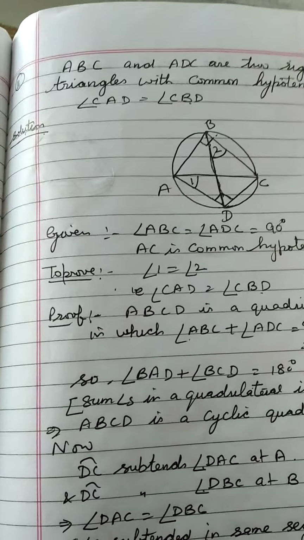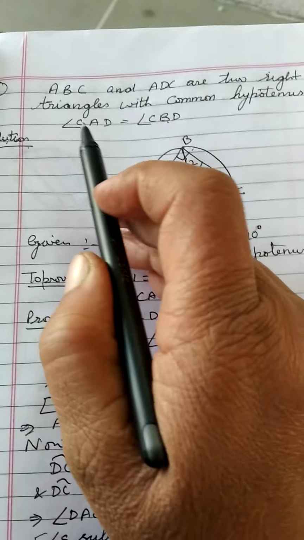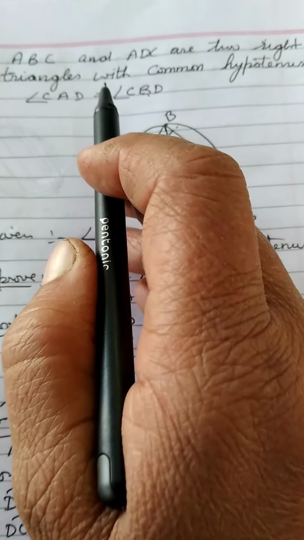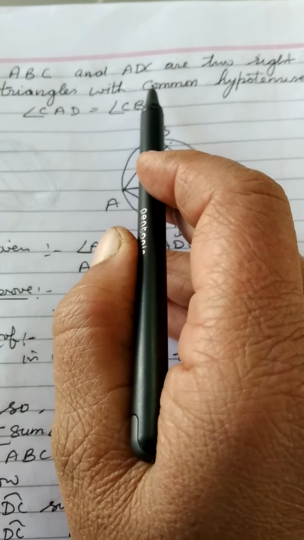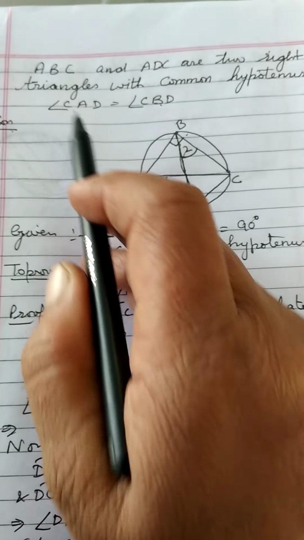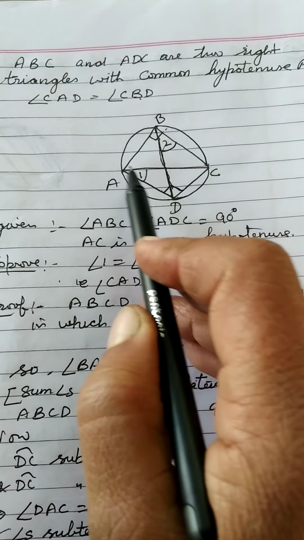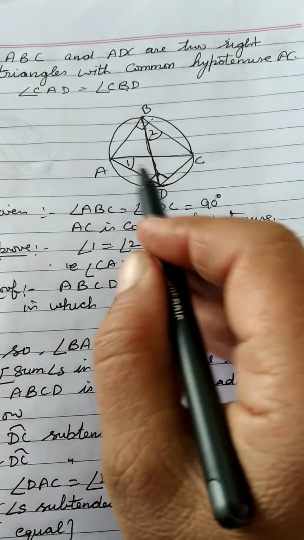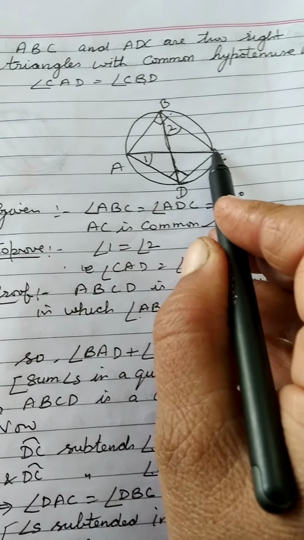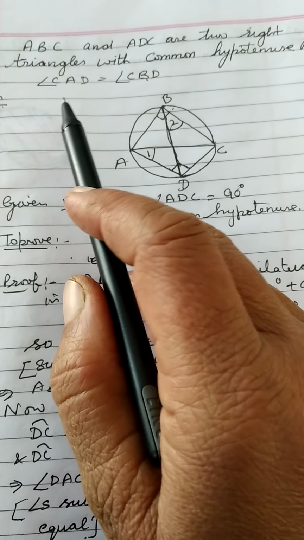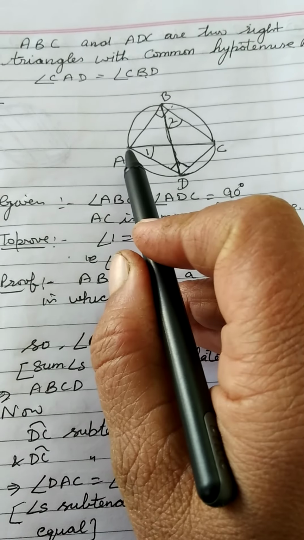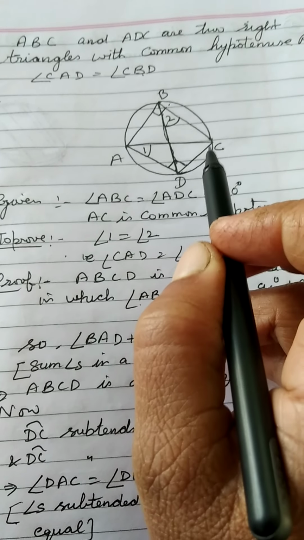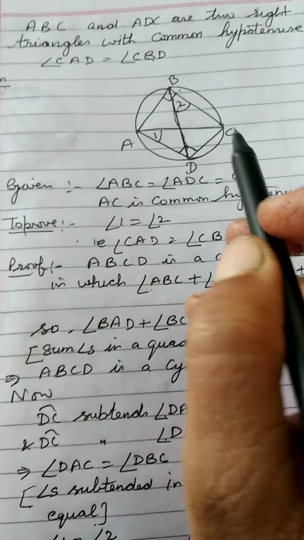Then we come to question number 11. ABC and ADC are two right triangles with common hypotenuse AC. Then we are to prove that angle CAD is equal to angle CBD.